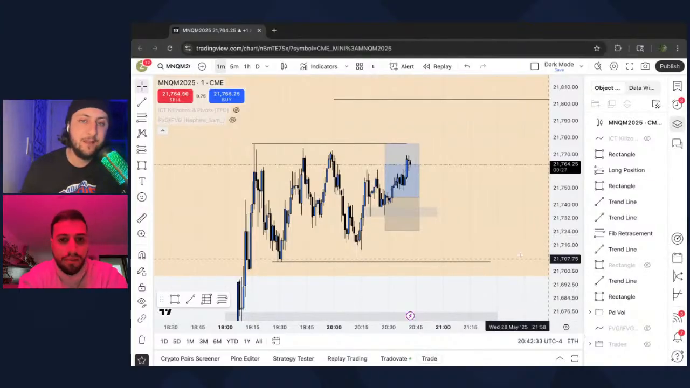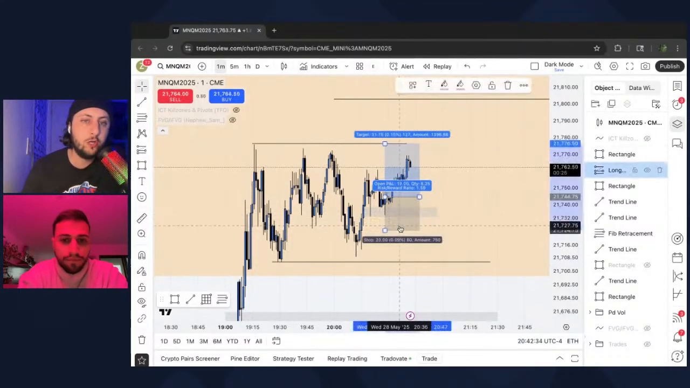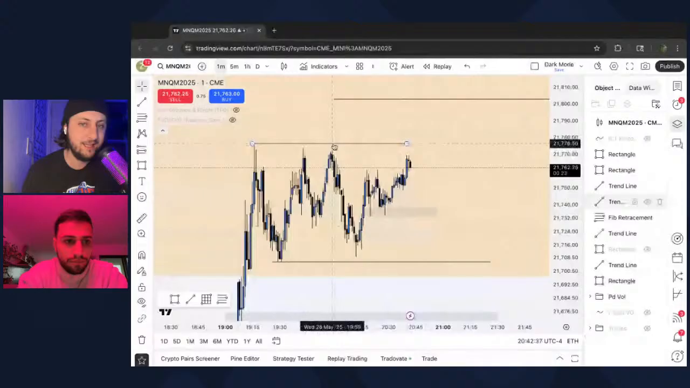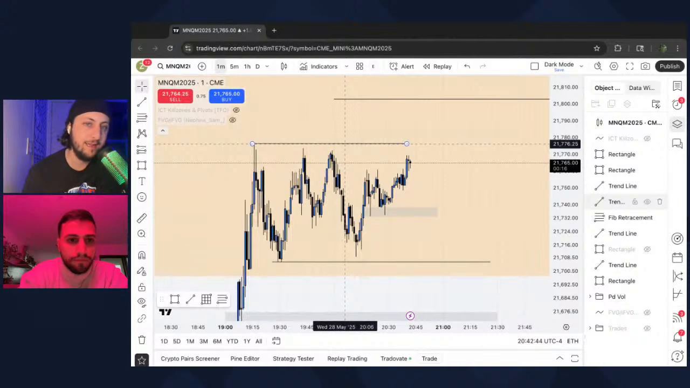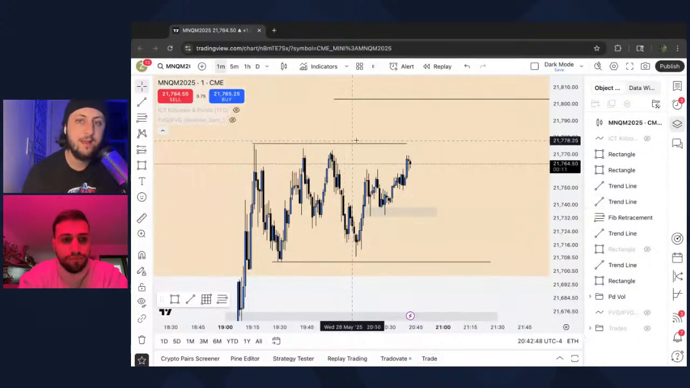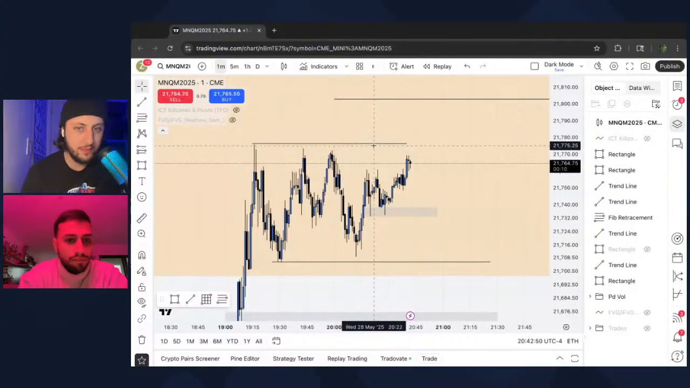The biggest thing for me is the draw on liquidity is number one. I say this all the time, it's more important than the entry point. If you could get the directionality right and use a target, I call it a draw on liquidity. That's the most important thing.